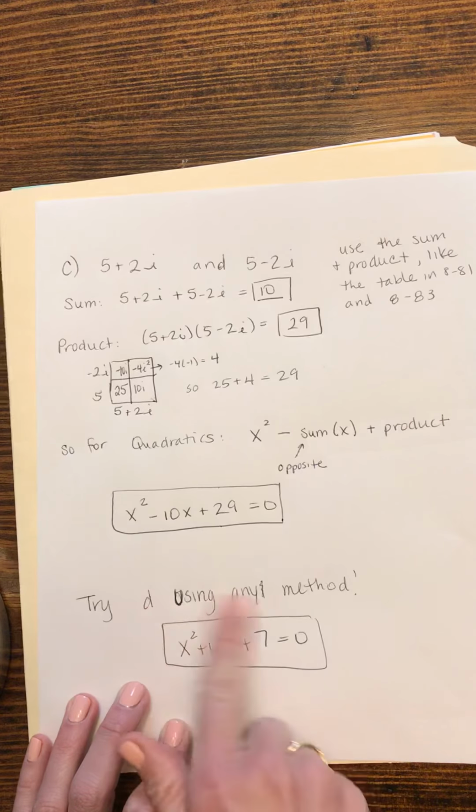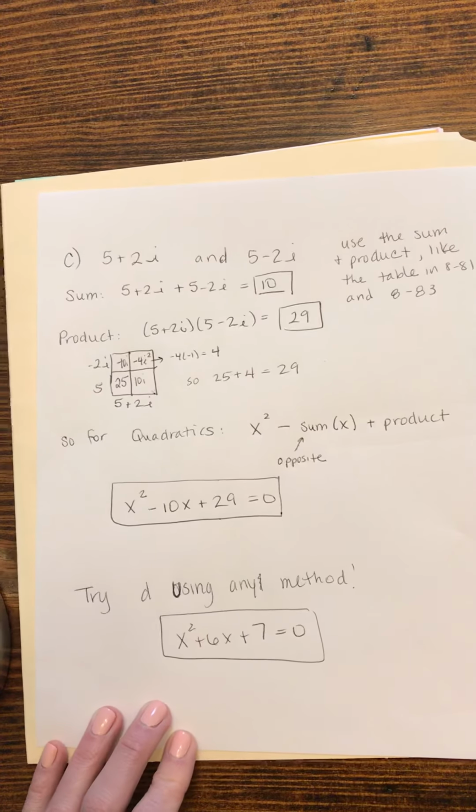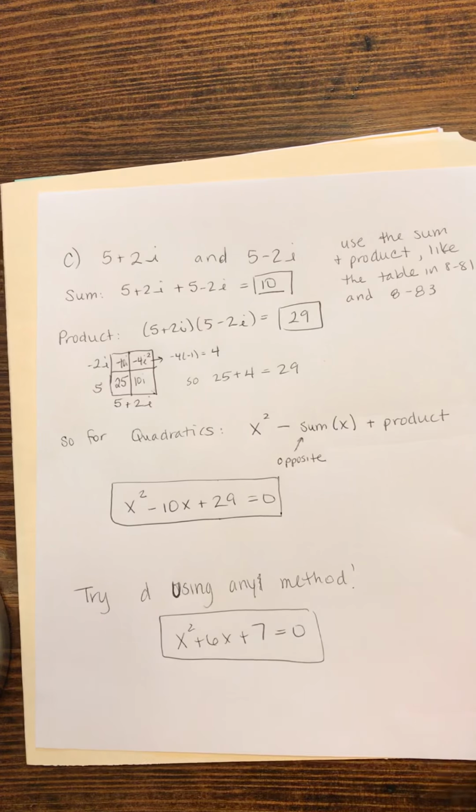So then finally, I would suggest you try part D using any method, or maybe try 2 of them. So that was just explaining 8.8.1 and 8.8.6.